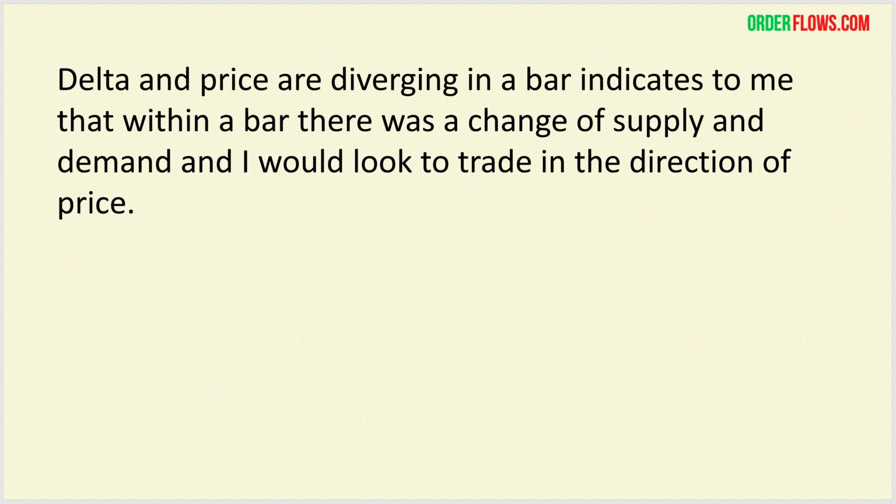Now, when delta and price are diverging, either in a bar or on a chart, if it's within the bar, that's going to indicate to me that there's a change of supply and demand, and I look for a trade in the direction of price. So imagine you have a bar that starts out with very strong negative delta, minus 1,000, then finishes the bar at positive 1,000 delta. The bar closes higher than where it opened, and I'd be looking to trade in the direction of price. Price is going higher because aggressive buyers came into the bar late. Early you had aggressive selling, later on you have aggressive buying.